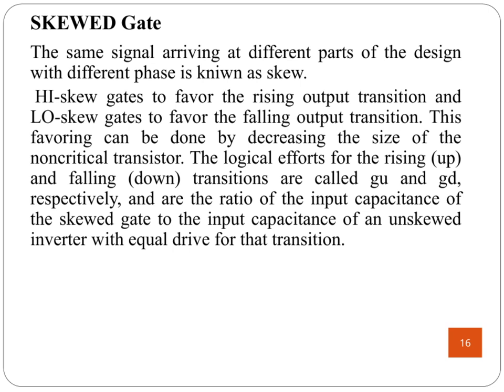Furthermore, we describe the logical effort for these transitions separately. GU refers to the logical effort for the rising or upward transition, while GD is for the falling or downward transition. Both are calculated as the ratio of the input capacitance of the skewed gate to that of a standard, unskewed inverter with the same drive strength for the given transition. Understanding and applying skew adjustments like this helps in optimizing signal timing and improving overall circuit performance.